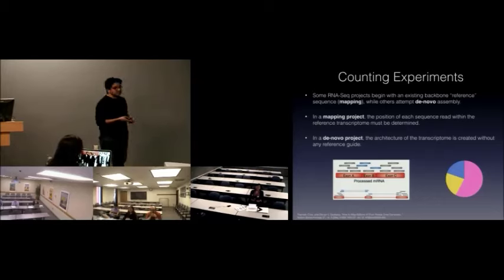Another type of project is a de novo, where you don't know exactly what you're going to be studying, and you don't have a reference sequence to align to. So you take all those little reads and you start seeing how they overlap and see what kind of scaffold they create.